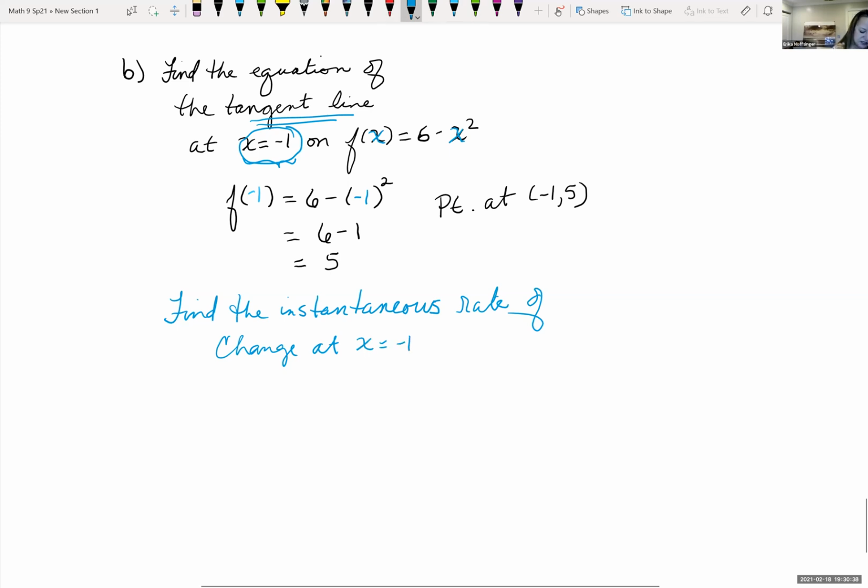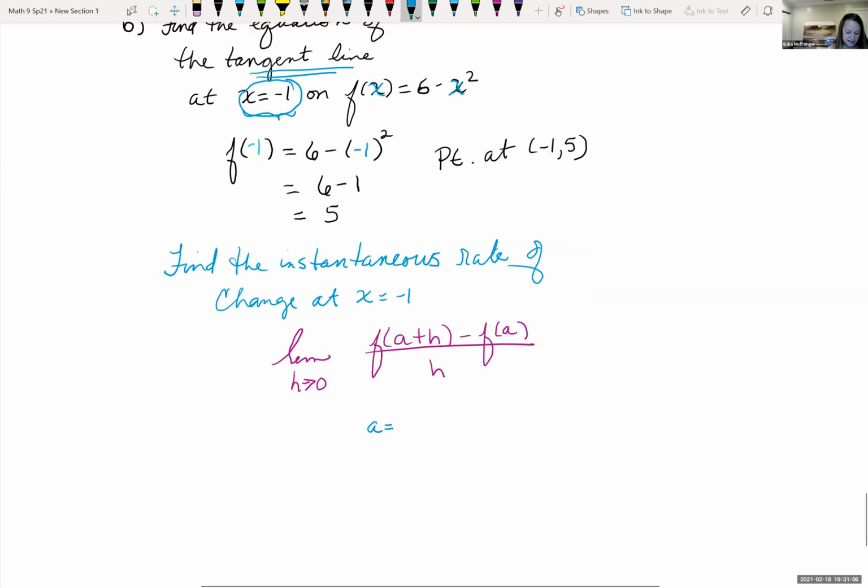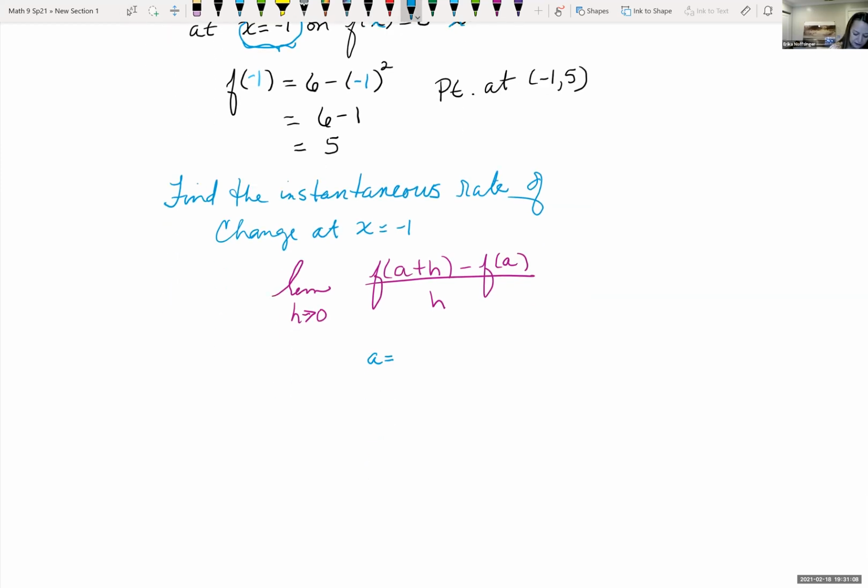Okay, so let me just bring in the equation again. You guys are going to get great at this equation, hopefully. The limit as h is approaching 0 of f of a plus h minus f of a all over h. In our case, for this example, the value we're trying to figure out the instantaneous rate of change at was x equals -1, so a is -1.